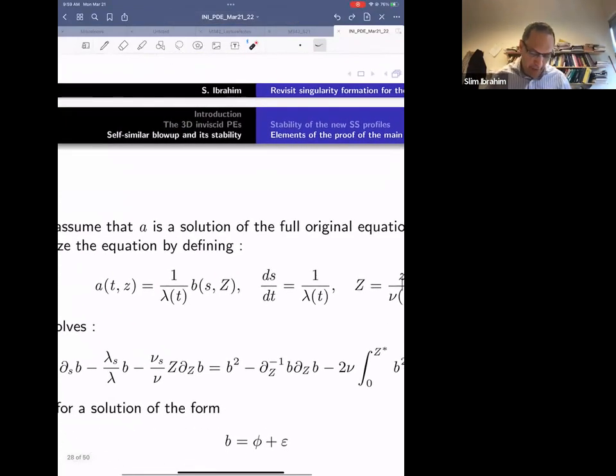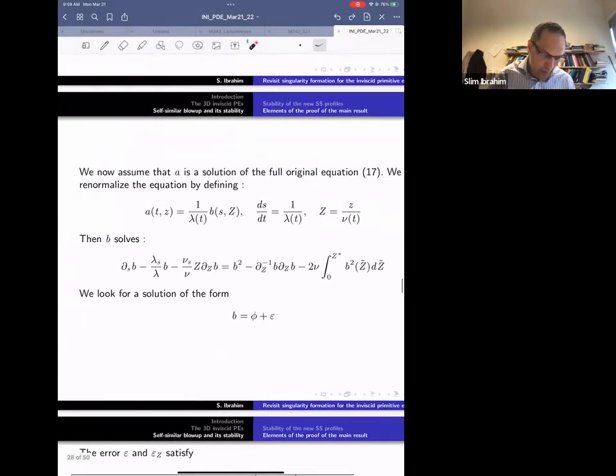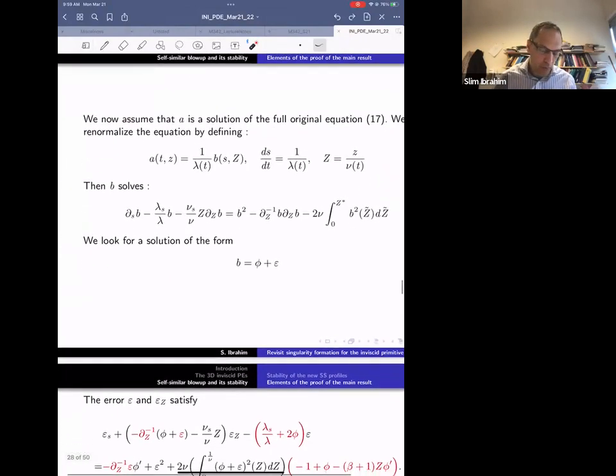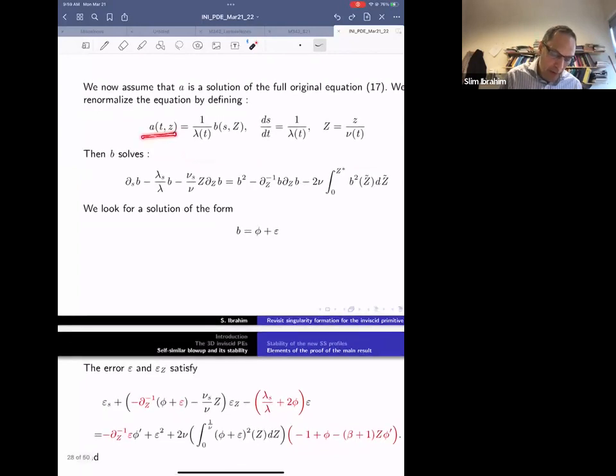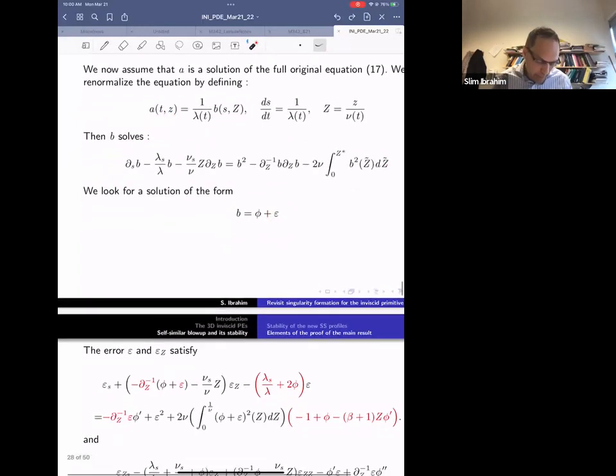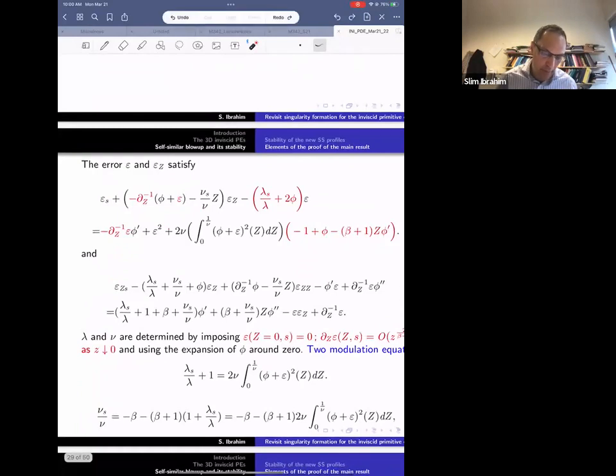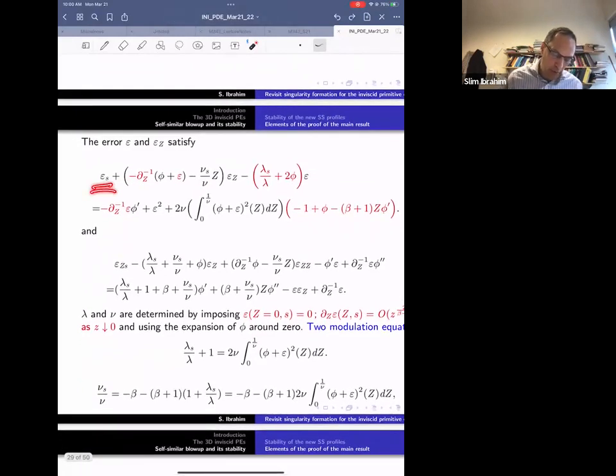Now, I think I'm running out of time. I'm really sorry. So the second part is to study the stability of this blowup. We take A and rescale it in this form, where lambda is the speed and nu is the spatial scale. The equation on A leads to an equation on B, and this is the equation on B. Then we perturb B around this profile phi plus some perturbation epsilon, and we write down the equation on this error term.